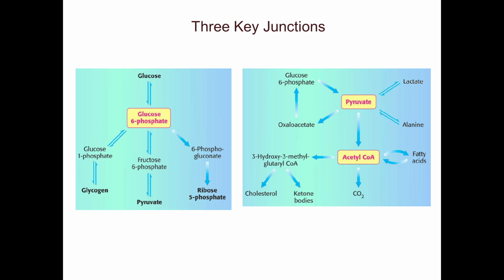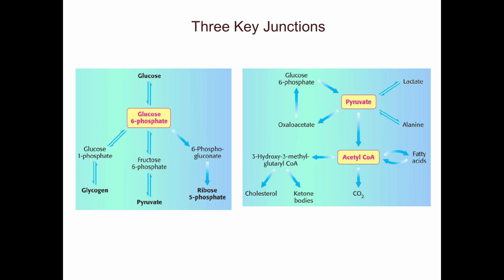We can oxidize that in the citric acid cycle right down the center to CO2. We can store it as fatty acids on the right, or we can store it as ketone bodies on the left. So converting it to ketone bodies, however, is irreversible. Converting it to CO2, irreversible. But the storage form, totally reversible.